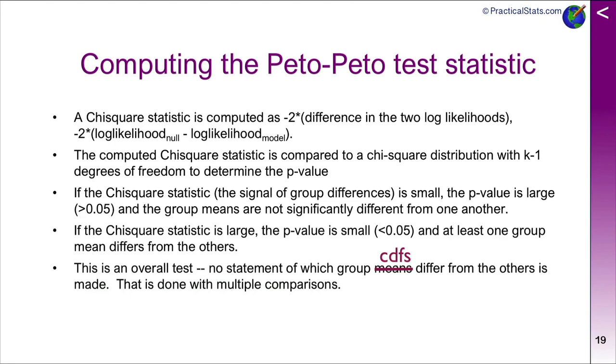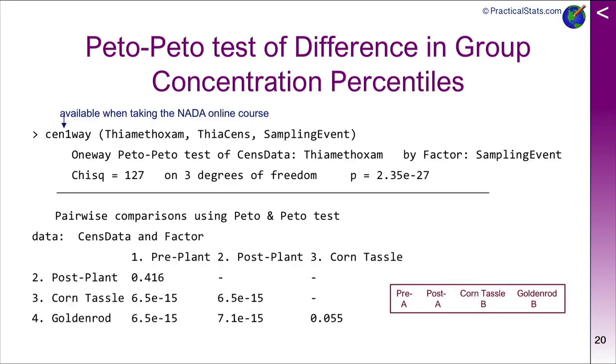So this is the send one-way command. You'd plug in just the concentration column, the censoring indicator column, and the group. And it gives you back the one-way test of the censored data by the factor of group, which is sampling event. 127 is also a big chi-squared, a huge one, 10 to the minus 27th p-value. So we just strongly reject the null hypothesis that all the groups have the same percentiles. Some of the groups are going to be shifted up compared to the others.